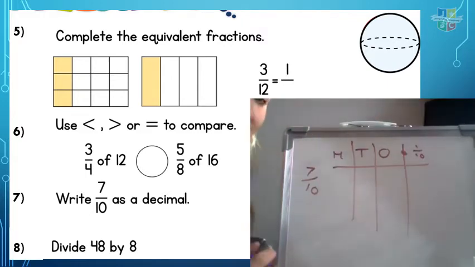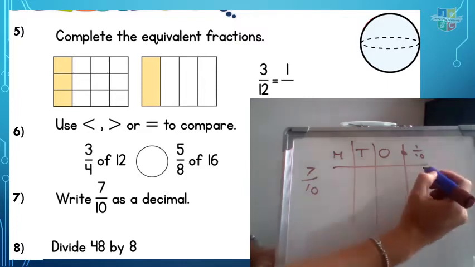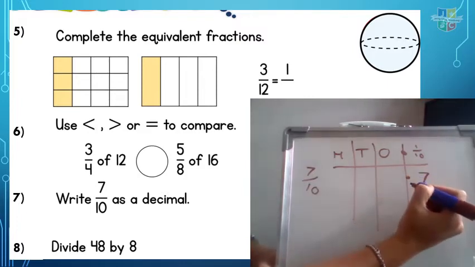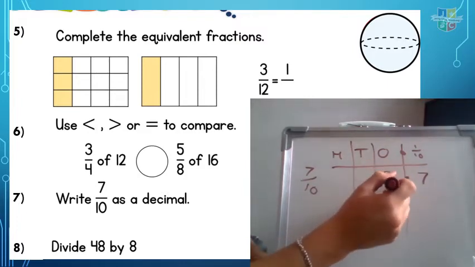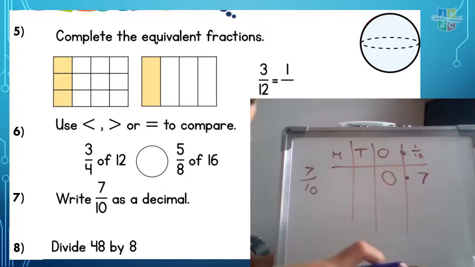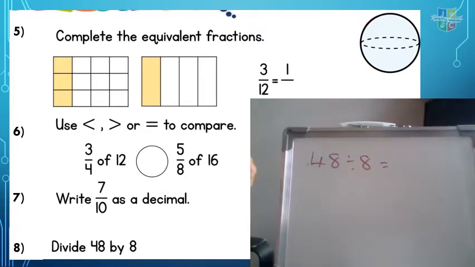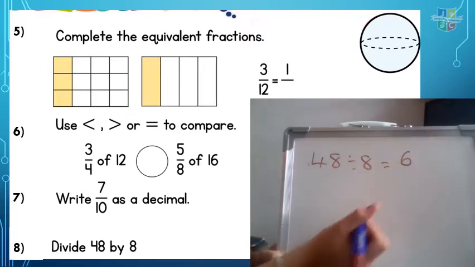Then we're doing 7/10 as a decimal. If I put my 7 in my tenths column, put my decimal point in, because I've got nothing in my ones column, I put 0. Your answer is 0.7. And finally, 48 divided by 8. You should have run your 8 times table to know your answer is 6.